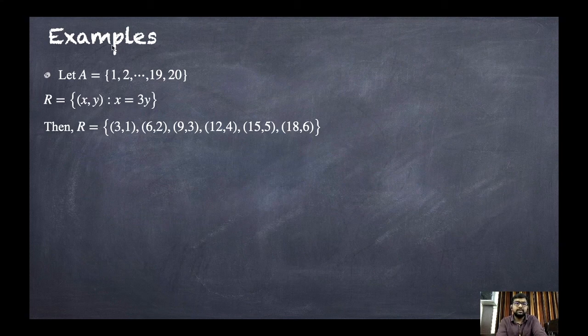Here only one set is given, so it is a relation from A to A. That means the second set is A itself. Now, how to write this relation? It is the ordered pair, and we have the condition x equals 3y. So x is dependent on y. Whenever we choose y, x is given by the condition. Here the elements are 1 to 20. First take 1. What is x? It is 3 times whatever y we have taken.